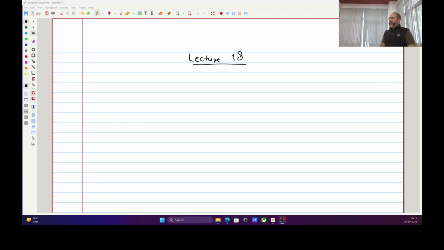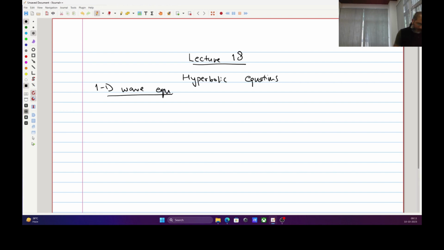So today we'll start with a new topic, which is on the hyperbolic equation or the wave equation. Till now we have talked about the elliptic and parabolic equations, and this is the third topic, on the hyperbolic equations. Once we complete this topic, we'll be able to combine all the terms into one equation, which is our general common form that we talked about.